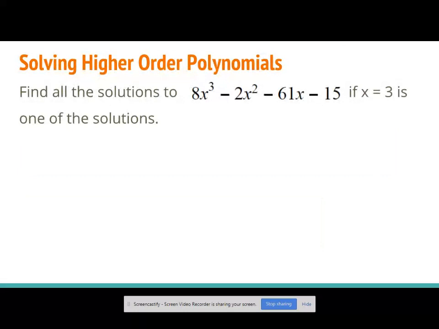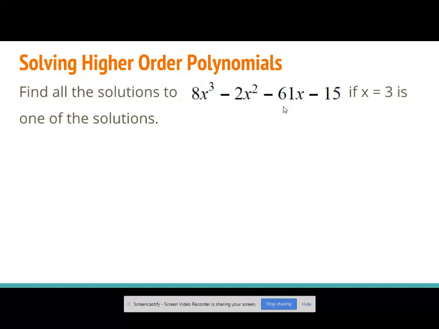Okay, so we're going to solve an equation. We're going to find all the solutions to this polynomial if x equals 3 is one of the solutions. And this polynomial here should say equals 0, so it's missing the equals 0. You can add that in right now if you want. But we're going to say if we set this equal to 0, what could x be? So this is a cubic.